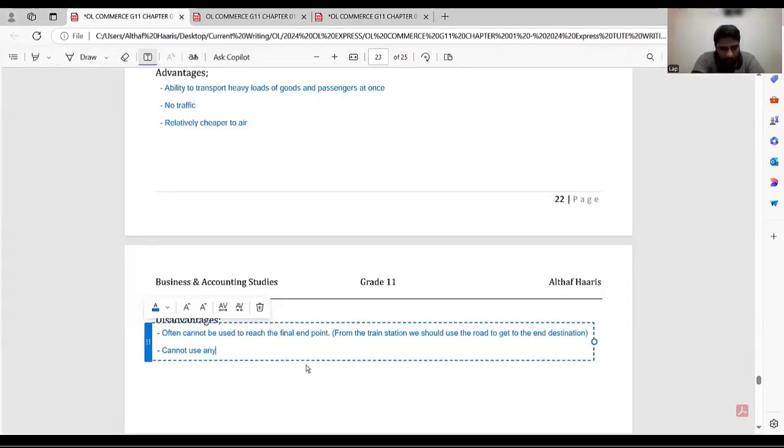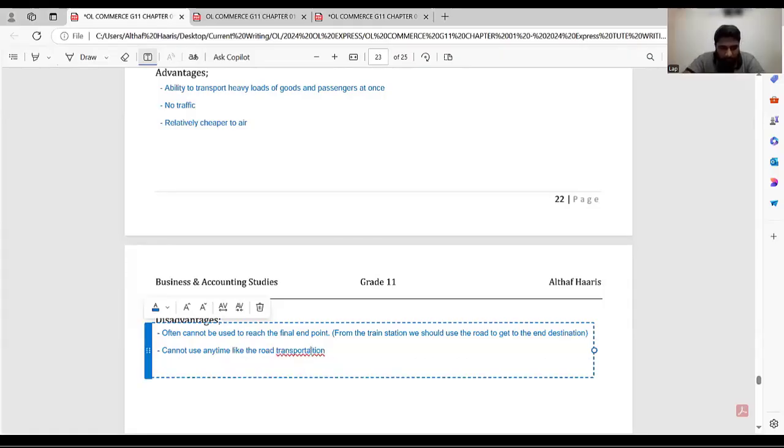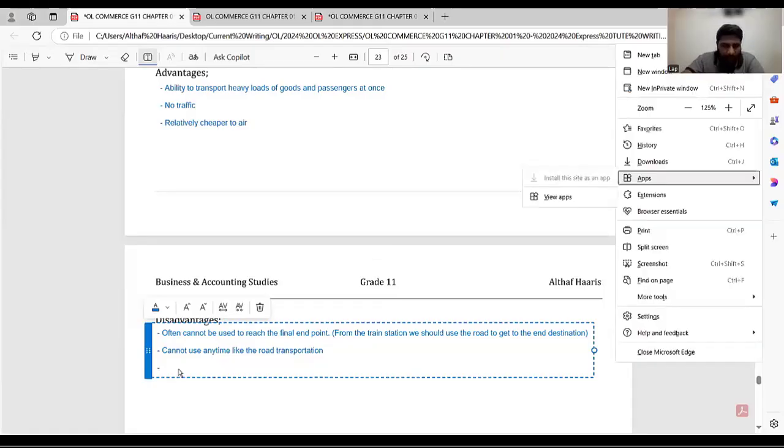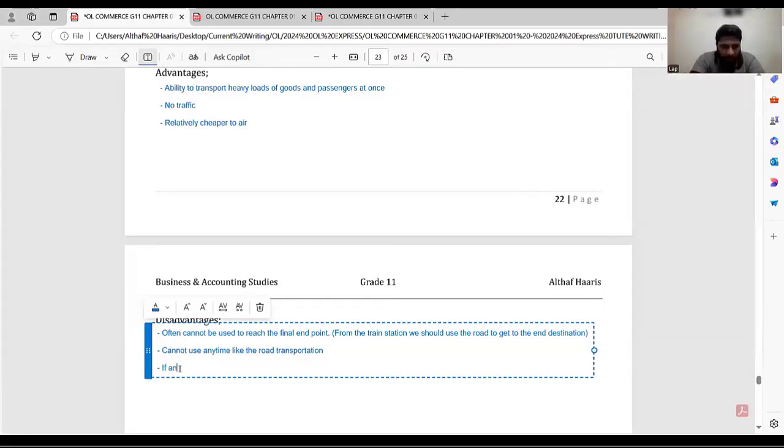Cannot use any time like the road, transportation. If any accident occurs, it takes a longer time to rectify.